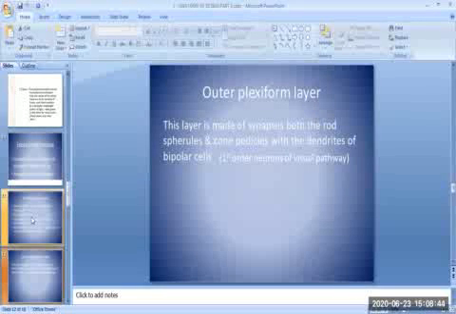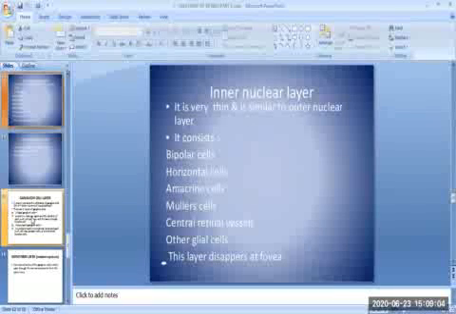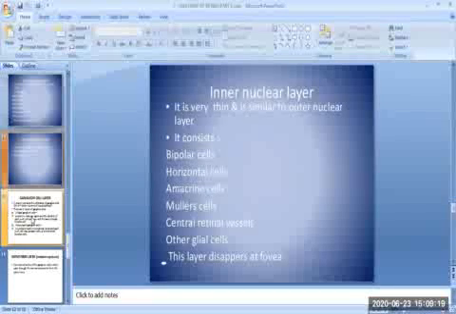The next layer, the fifth layer, is the outer plexiform layer. This layer is made of synapses between the rod spherules and cone pedicles with the dendrites of bipolar cells. Bipolar cells are the first order neurons of the visual pathway. The next, sixth layer is the inner nuclear layer. It is very thin and is similar to the outer nuclear layer. It consists of various types of cells like bipolar cells, horizontal cells, amacrine cells, Mueller cells, central retinal vessels, and glial cells, and this layer disappears at the fovea.